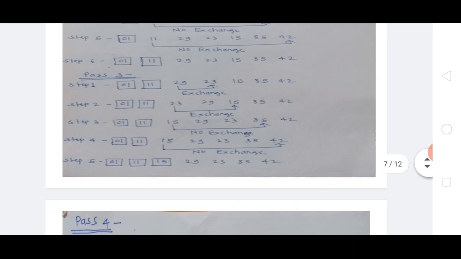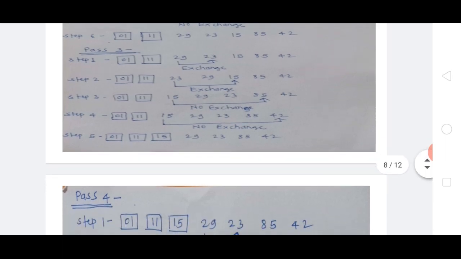In step number 5, we will see 1, 11, 15, 29, 23, 85 and 42. Then we will get third smallest element at the left side. Means we will get 3 smallest elements at the left side, 1, 11 and 15, and at the right side having unsorted list.